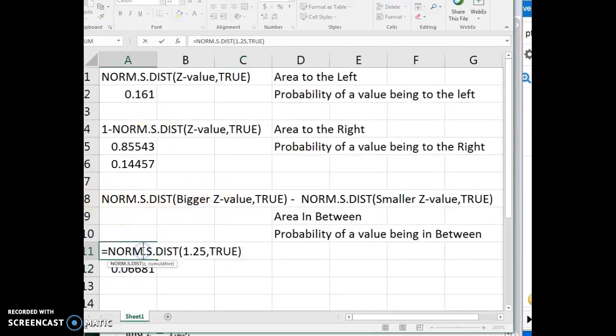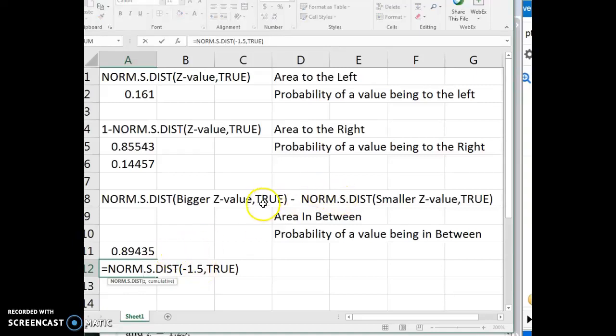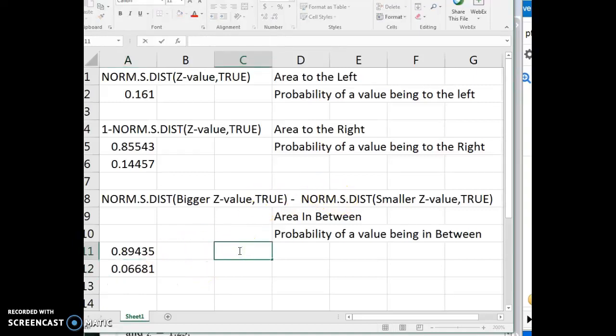We're going to use it for the bigger z value, 1.25, and also the smaller z value, the one further to the left, and we're going to subtract away that smaller one from the big one for our final answer. So to get in between, we need to take everything to the left of the first one and subtract off the piece that's to the left of the second one, and all we're left with then is what is in between the two.